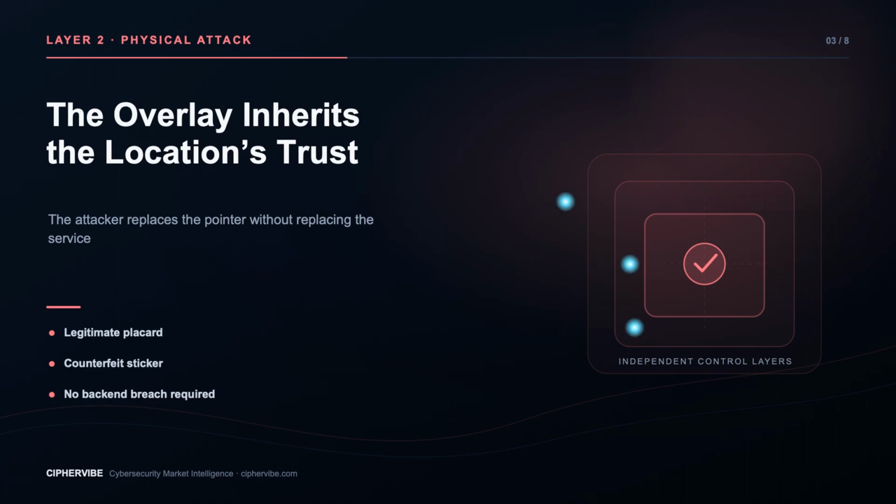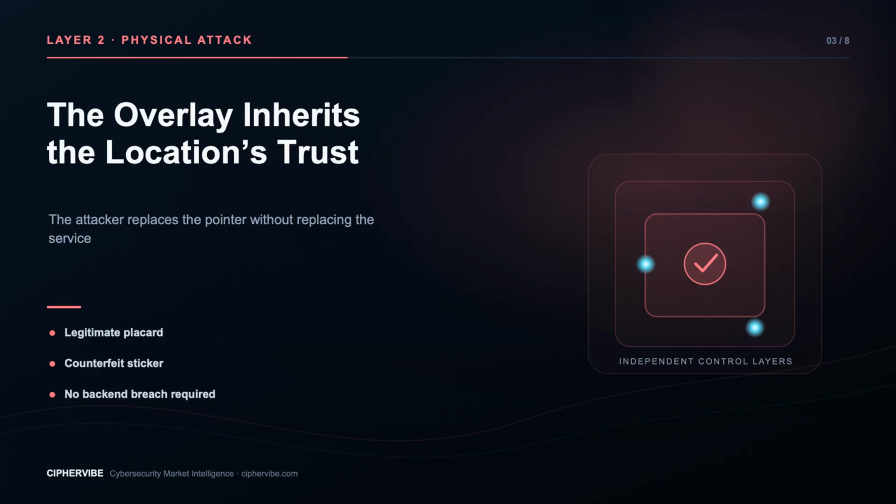At the physical layer, the legitimate operator installs a sign. An attacker prints a second code on adhesive stock and covers the original. The phone has no sensor for authorized ink. It reads whichever pattern is visible. This can bypass email filters and messaging controls because the malicious address begins in the physical world.